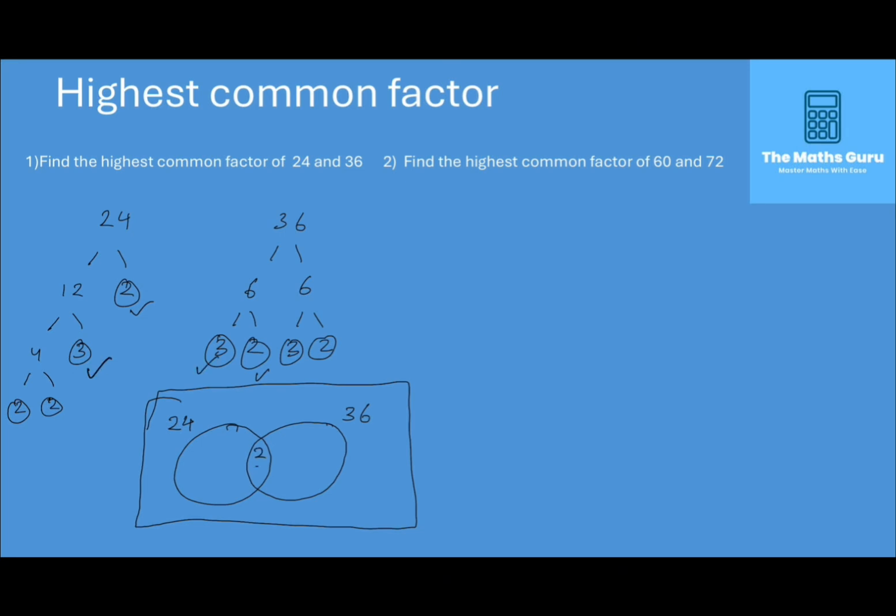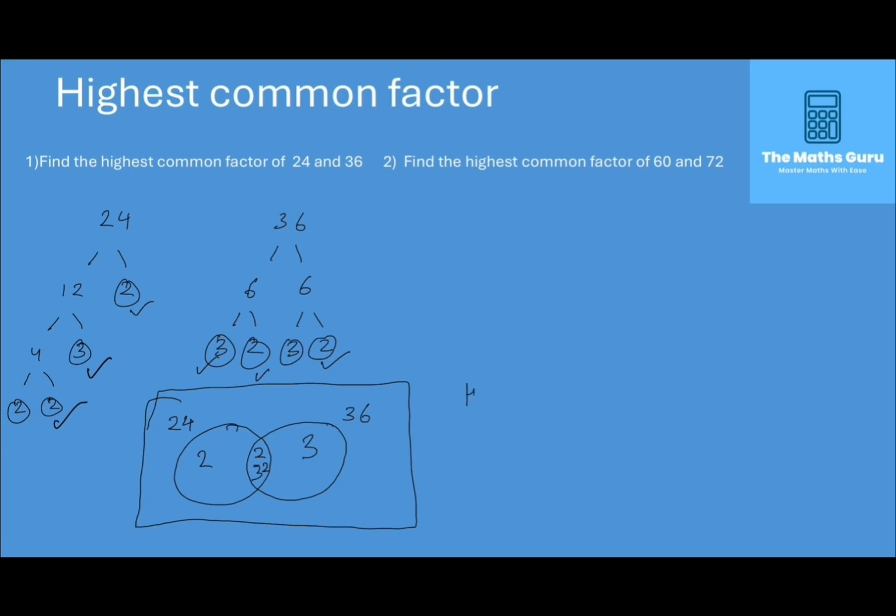3 and 3, we can put 3 in the middle here. We've got 2 and 2 here, so we can put another 2 in the middle here. Then looking at 24, we have another 2, but there's not 2 on this side to match, so we can't put it in the middle. We've got 36 and put a 3 there.